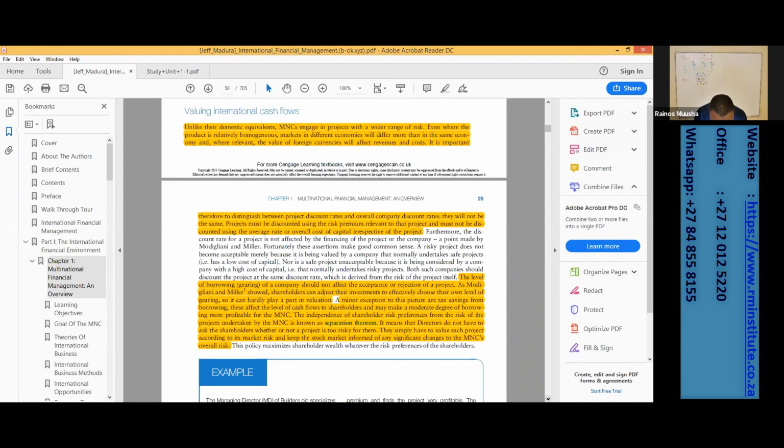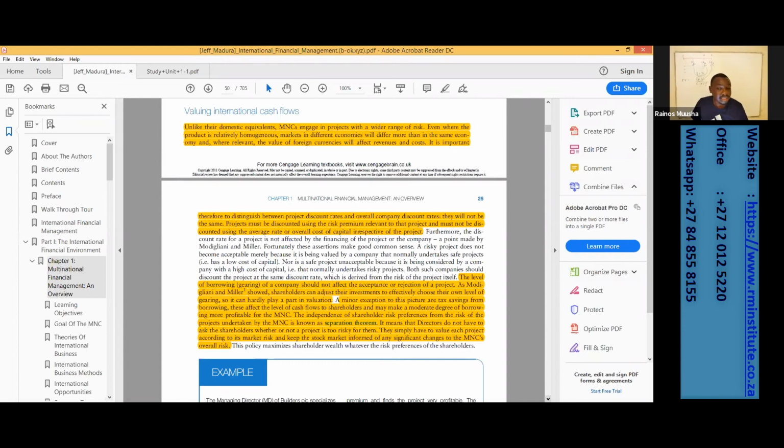In this case, the directors do not have to ask the shareholders whether or not the project is too risky for them. The directors of the company are the ones who decide which projects should be accepted and which should be rejected. How they make that decision goes back to your capital budgeting decisions, where you look at, for example, the net present value method or the internal rate of return method as well.